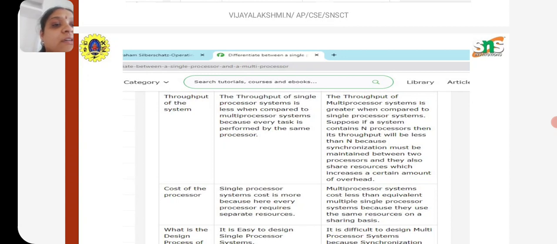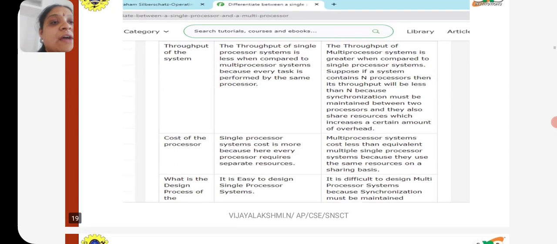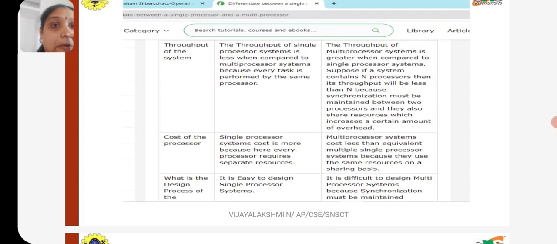Here, the problem that arises in multiprocessor is that if a system contains n processors, then its throughput will be less than n, because synchronization must be maintained between the processors, and they also share resources, which adds a certain amount of overhead. So in multiprocessor we will have a synchronization problem.